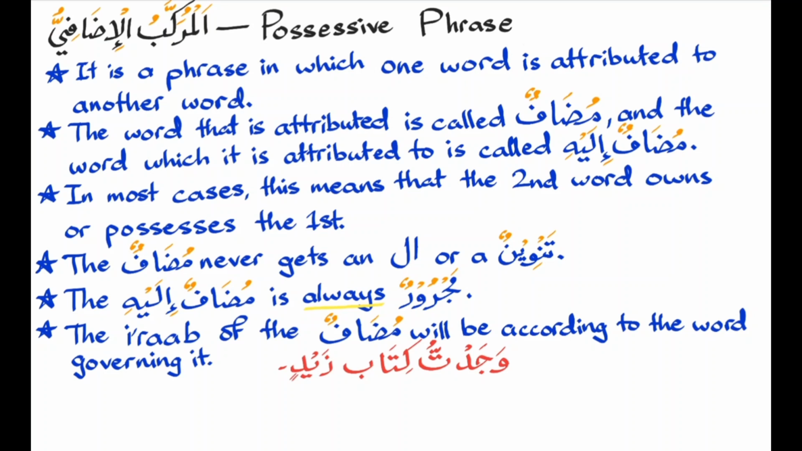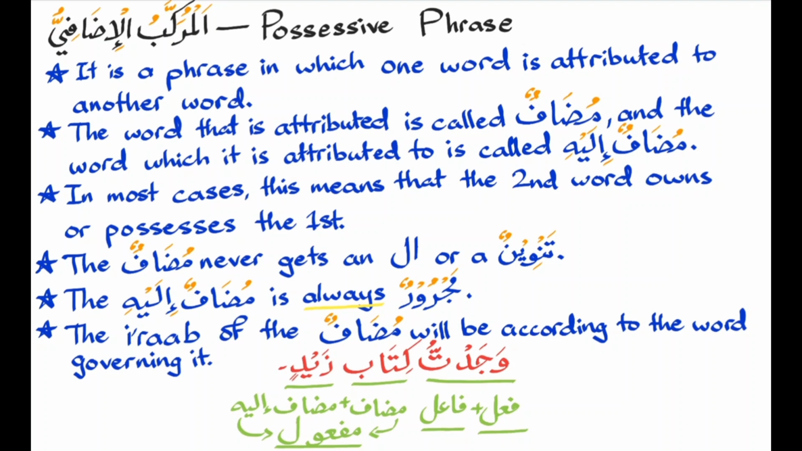In this case, wajadtu constitutes the fi'l plus the fa'il. Kitab is mudaf and Zayd is mudaf ilayh. And then kitaba Zaydin, mudaf and mudaf ilayh, when you combine them together, they become the maf'ul of wajadtu together.